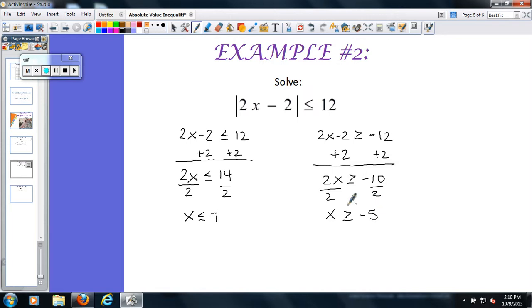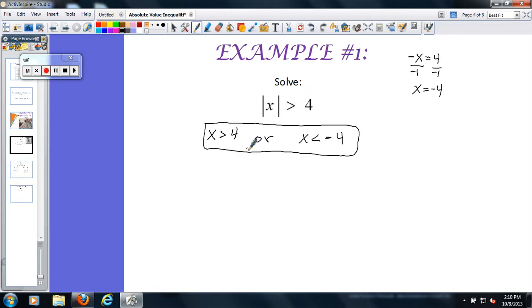Now, this is not my answer, however, because when I look at problem number 1, my values are either greater than 4 or they're going to be less than -4. They can't be both, okay? Because if it's greater than 4, it's obviously not going to be less than -4. And if it's less than -4, it's obviously not going to be greater than 4. So this is an or statement, okay?